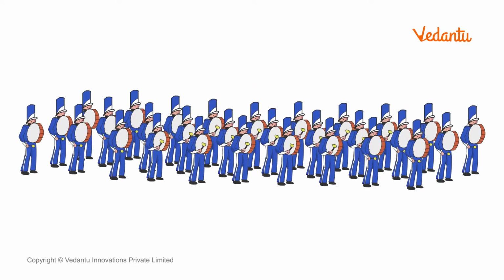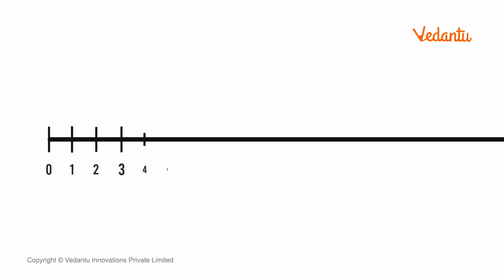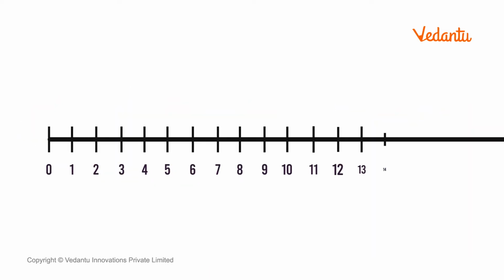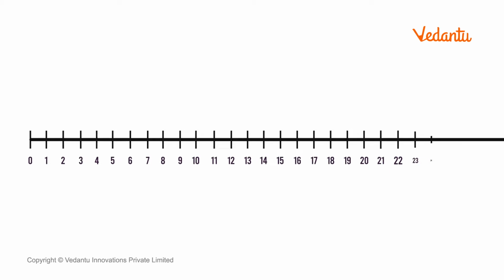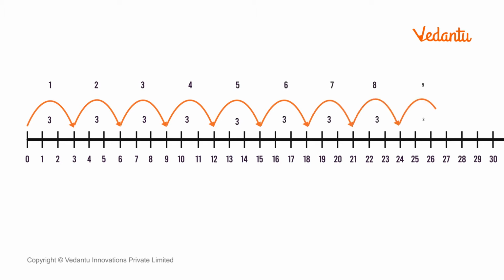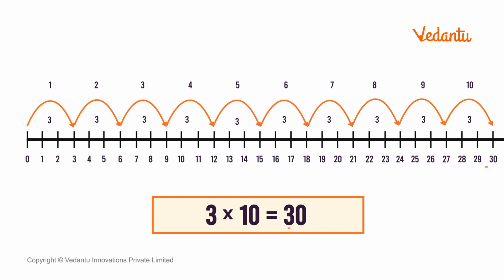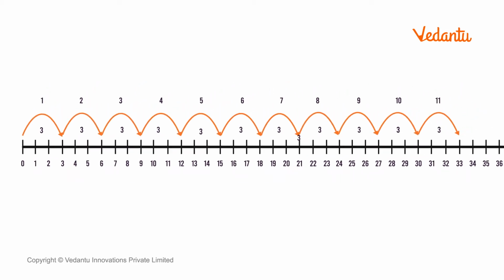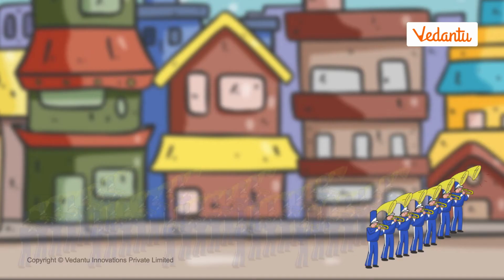We can also use the number line to find the total number of drummers. If we start from 0 and make 10 jumps of 3 units each, we land at 30. This number, 30, is a multiple of the numbers 3 and 10. If we increase the number of rows, we simply have to increase the number of jumps we make.